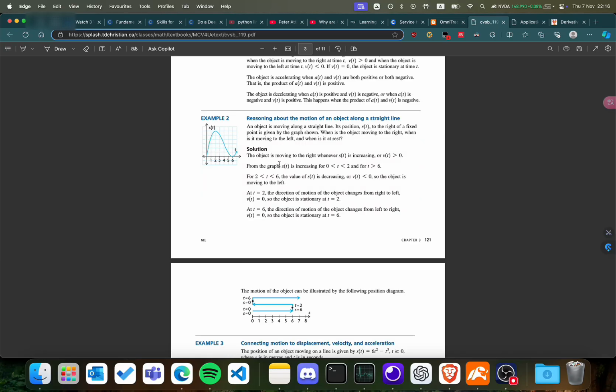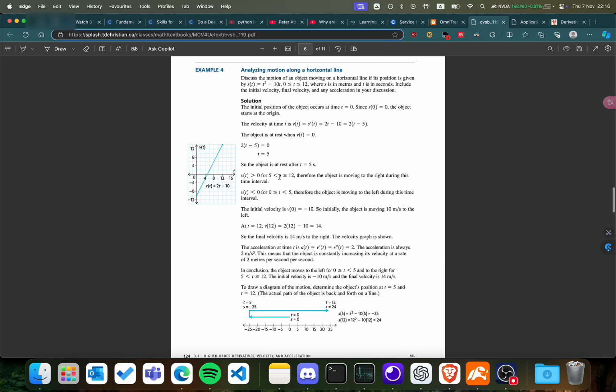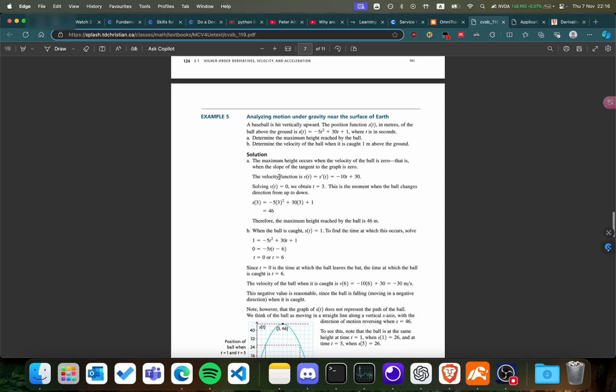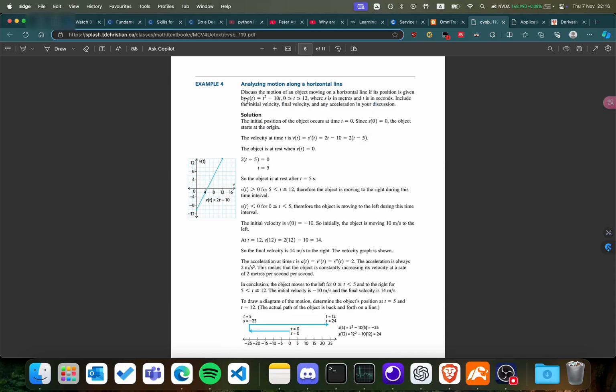Here are some more examples, I think. Analyzing motion along a horizontal line. Let's just go through one example. Here the position is s(t), and conveniently s(t) equals t squared minus 10t. The time is restricted within 12 seconds.